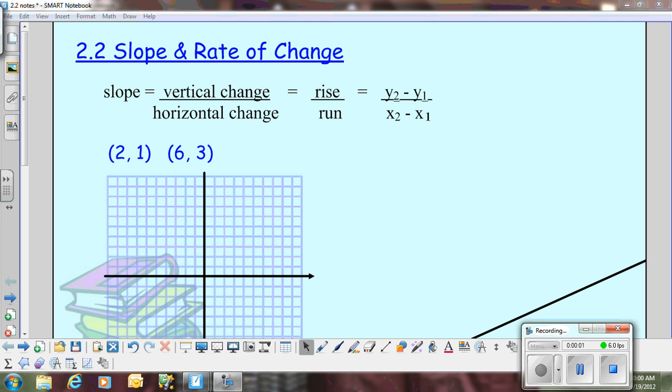2.2, slope and the rate of change. This should be a review lesson. Slope is the vertical change divided by the horizontal change. The one you're more familiar with is rise over run. That formula should be burned in your memory forever and ever: y2 minus y1 divided by x2 minus x1. If you don't already have that memorized, do so.